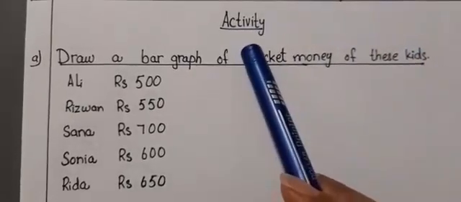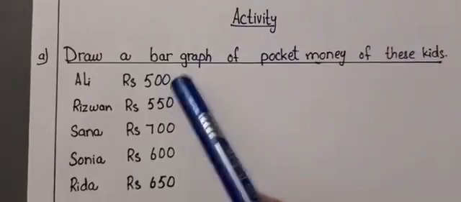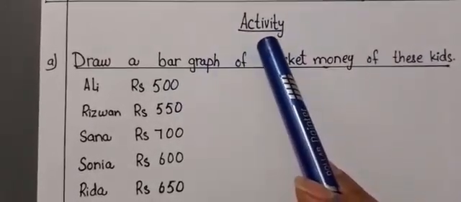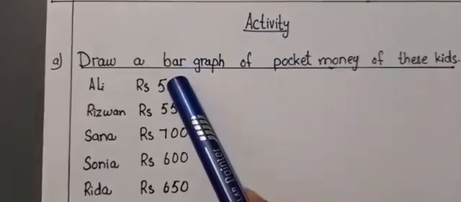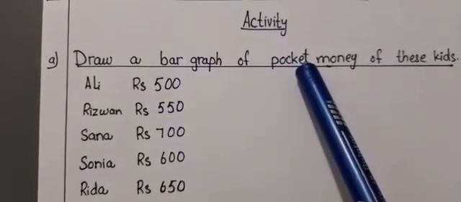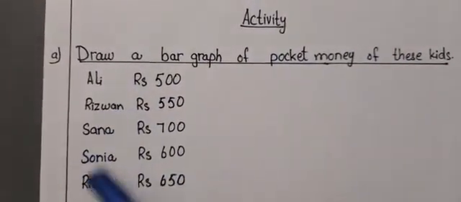So boys, after doing the questions of page number 187, please open your notebook and prepare your pages. You have to write activity. Today we are going to draw a bar graph of the pocket money of these kids. There are 1, 2, 3, 4, 5 kids.